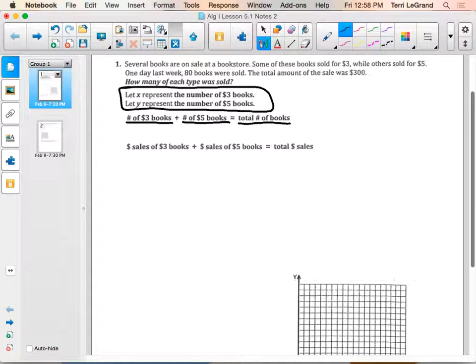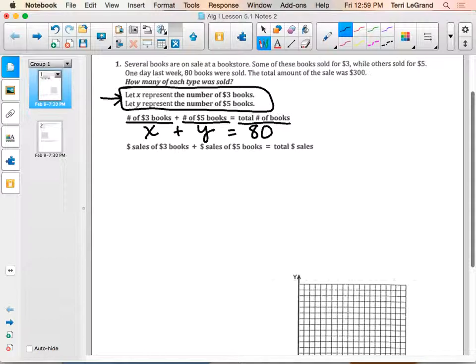Maybe 3y. Well, look at what I said up here. I had you box it. Look at what I said. Let x represent the number of $3 books. Let y represent the number of $5 books. So what equation could we use? x plus y equals 80. So x represents the number of $3 books, add to that the number of $5 books, and altogether you should have 80 books. Right? Yeah.